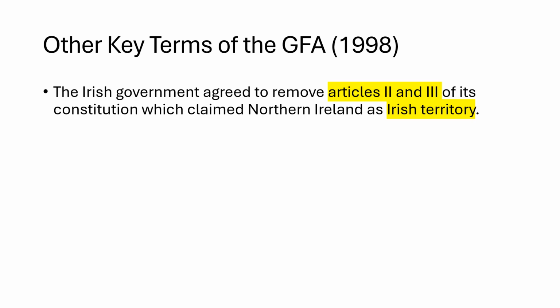One big one is, as has often been promised, the Irish government agreed to remove Articles 2 and 3 of its constitution. And we know that those have been deeply unpopular for a long time because from the moment that the Irish Constitution was agreed, it claimed the territory of Northern Ireland as being Irish territory, as being Irish soil. And so this is a real strong reassurance for unionists that the Irish government is only committed to peaceful unity and not to claim Northern Ireland as being part of Ireland. They understand that Northern Ireland is part of the United Kingdom and will continue to be so.